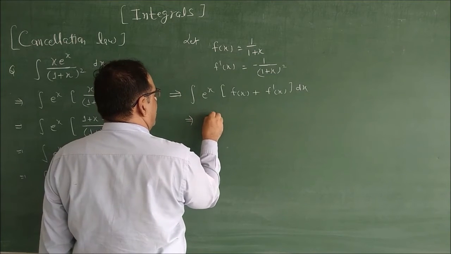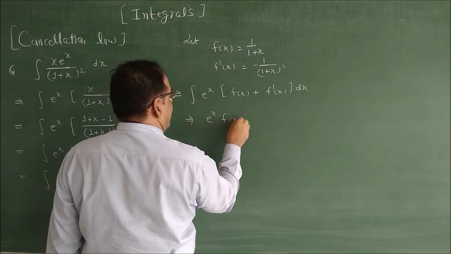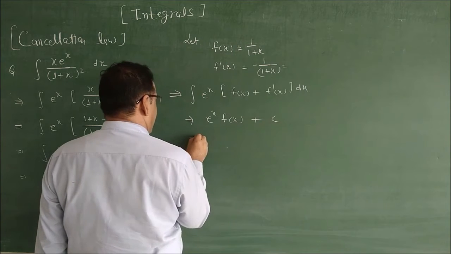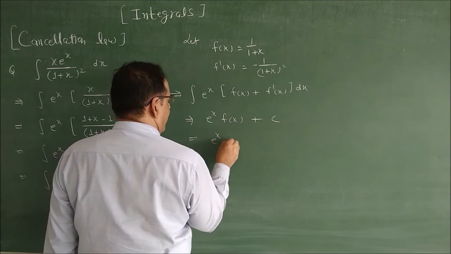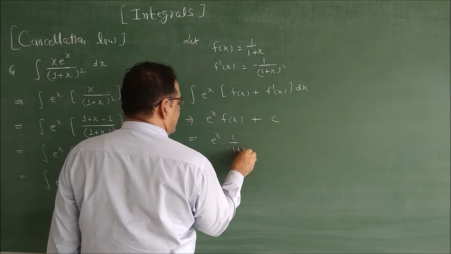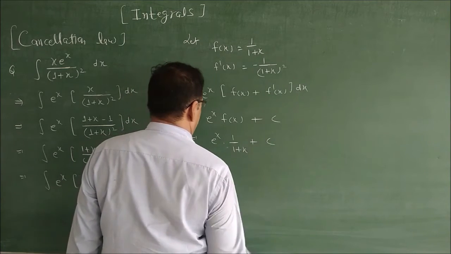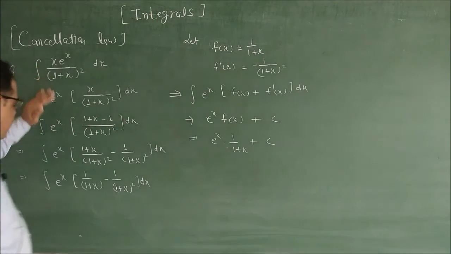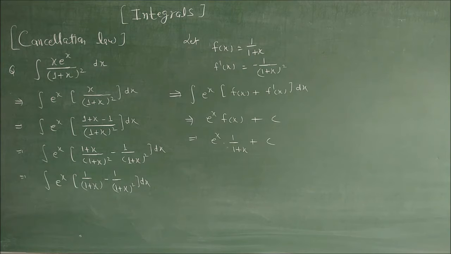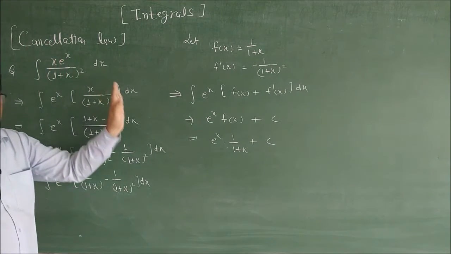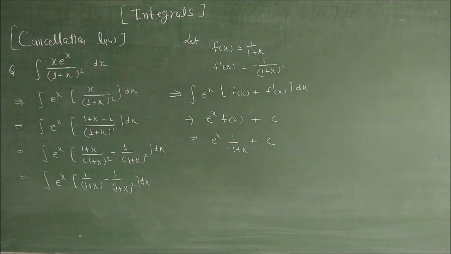Using the cancellation law, this becomes e to the power x f(x) plus c. And what is the value of f(x)? 1 upon 1 plus x, plus c. So this is the solution of this question. Anywhere inside the integral where e to the power x is shown, you can apply the cancellation law.